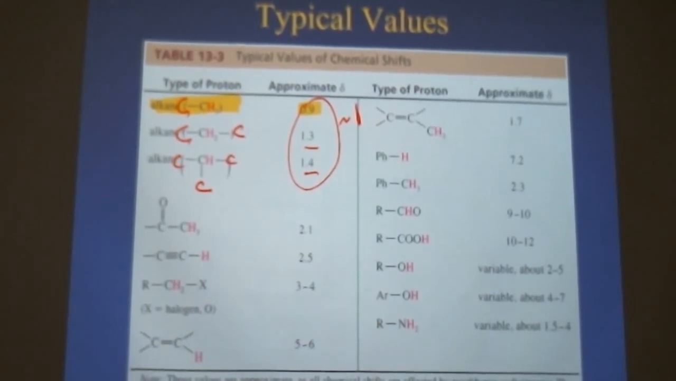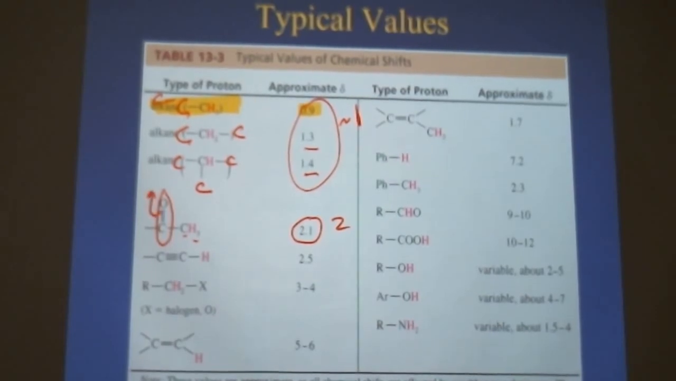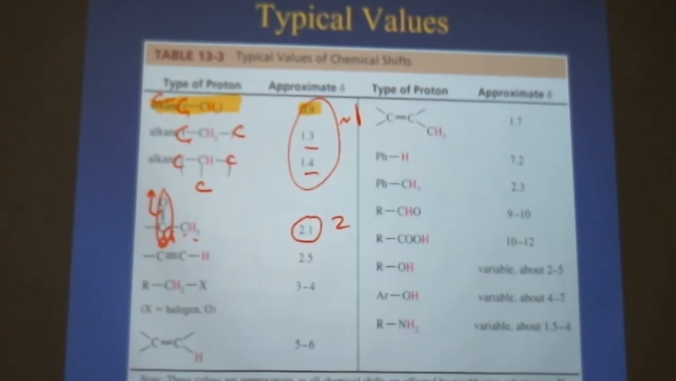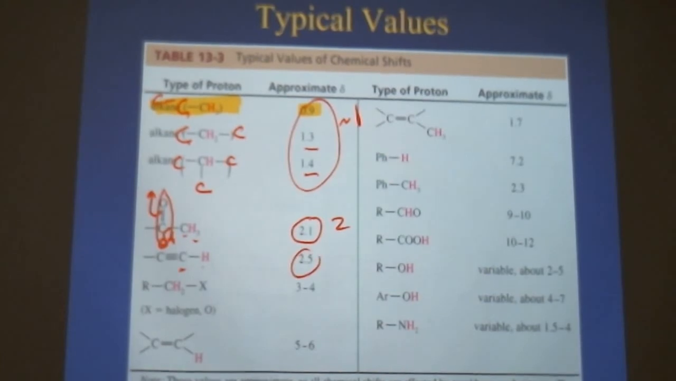Okay. Now, this assumes more sp3 carbons. If this hydrogen is attached to an sp3 carbon that is attached to a carbonyl, now this is coming at around 2. Because of course, this sucks electron density away, making this more positive, de-shielding these protons. Now, a hydrogen attached to an sp carbon comes at about 2.5.